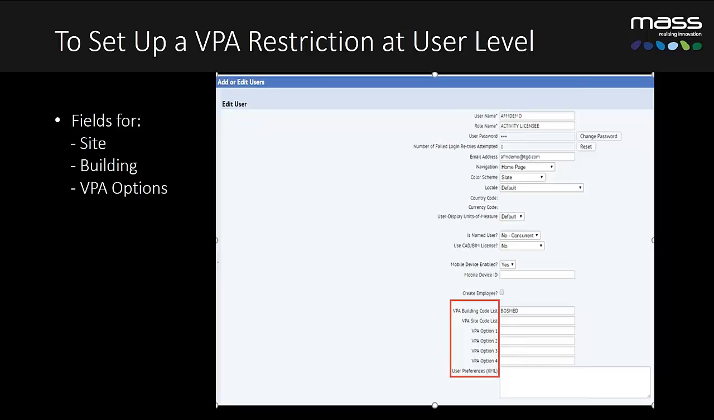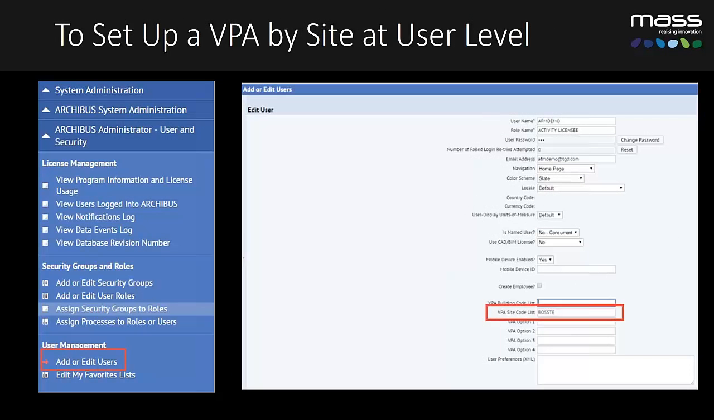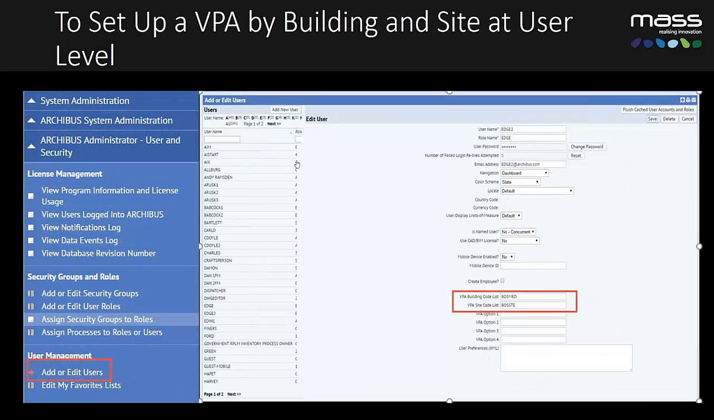So as you can see, the username is AFM demo. If I give the VPA building code as BOSMED, it will be restricted to this particular building's data, and it will not be able to show or view the other building records. Similarly, I can restrict a user at site level by providing the site code for the particular user. Or we can provide both, building and site code, to restrict the user to a particular building and site.